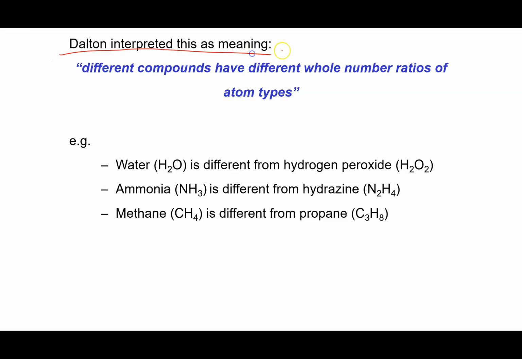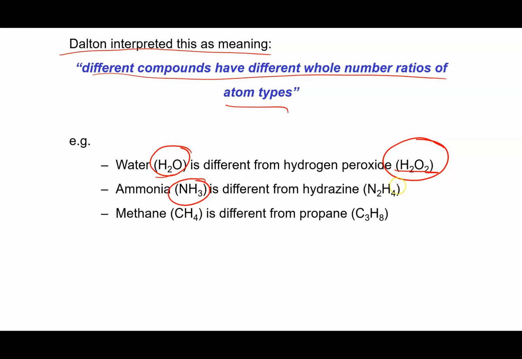So Dalton interpreted this as different compounds have different whole number ratios of the atom types. Water is different from hydrogen peroxide because they have a different ratio of atom types. Ammonia is different from hydrazine because even though they have the same atoms, they're in a different whole number ratio. Methane is different from propane. Again, they have the same atoms, but they're present in a different whole number ratio.